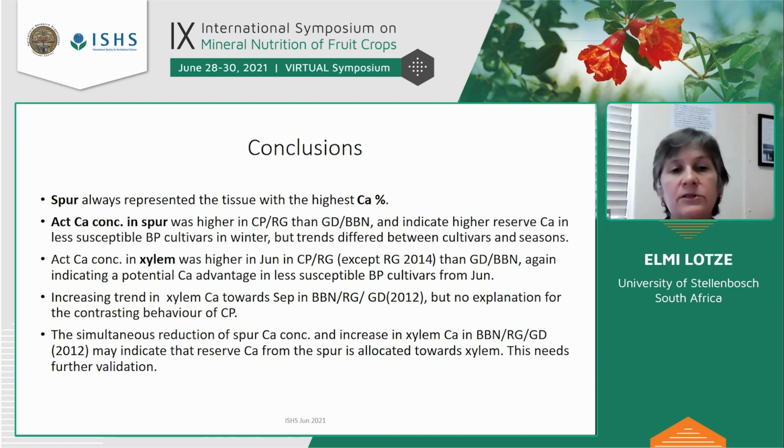The simultaneous reduction of the spur calcium concentration that we saw and the increase in the xylem calcium for Brabant, Royal Gala, and Goldens in 2012 may indicate that reserve calcium comes from the spur, and this is allocated towards the xylem and ends up in the bud, and this needs further investigation.